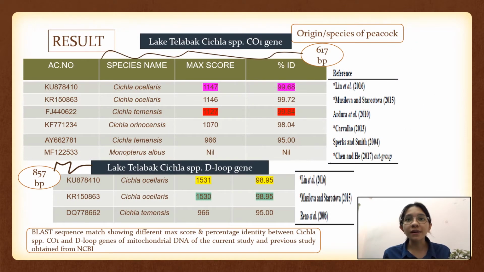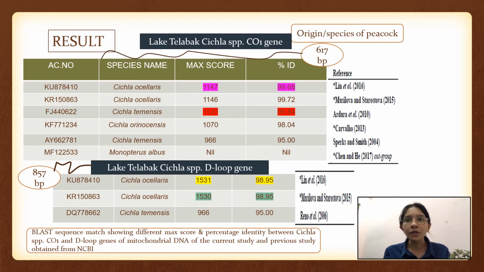Results show a total of 670 bp of CO1 and 857 bp of D-loop mitochondrial DNA were obtained after deletion of low-quality nucleotides at the 5' and 3' ends. The BLAST search sequence match results show the highest percentage identity with C. ocularis sequences, as shown in this slide. Even though C. temensis obtained the highest sequence similarity, up to 99.84%, it only scored a maximum score of 1127, compared to C. ocularis sequence similarity, which obtained 99.68% and the highest score of 1147.